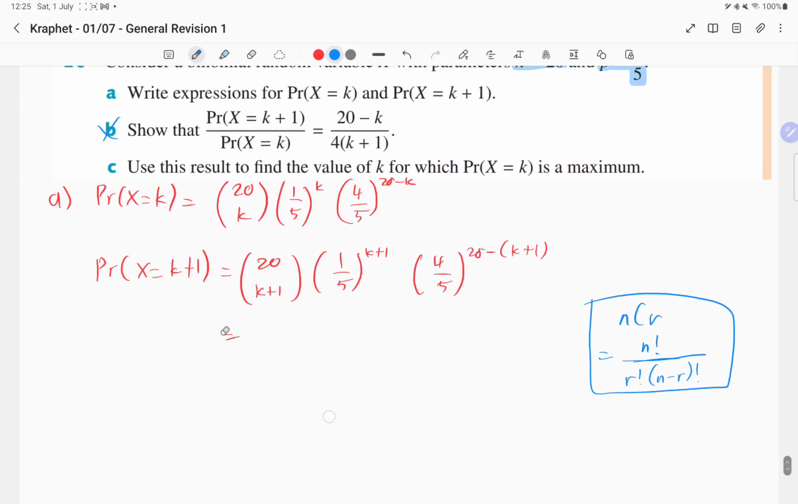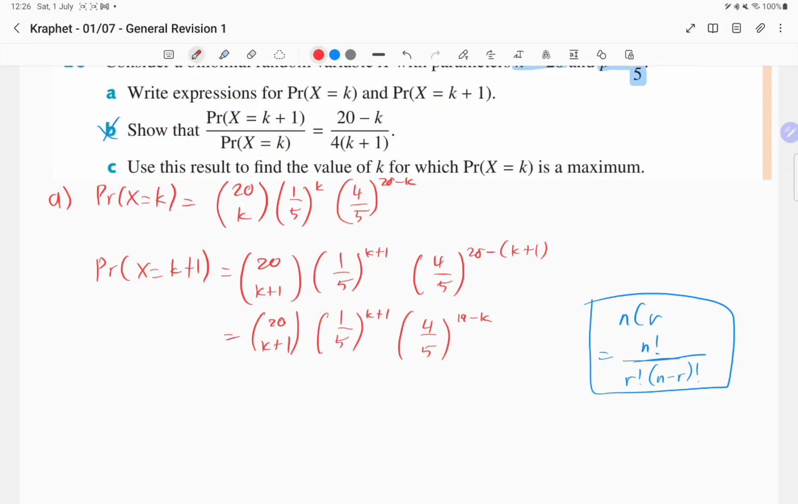Okay, so let's say if I were to stop question A at around here, so 20k plus 1, because when they give you a show that question, it's like 1 or 2 marks in the exam. If you have to skip that, you have to skip that. There's not much else you can do. And then this will be 4 over 5, and then 20 minus k minus 1 is 19 minus k. Okay, so that's the answer for A.